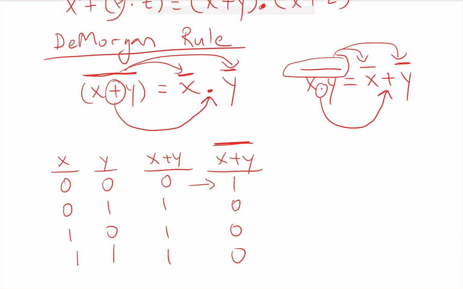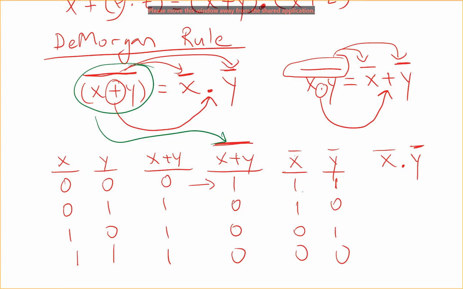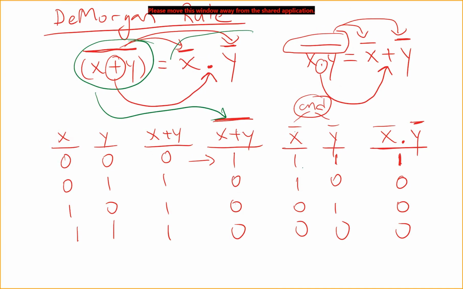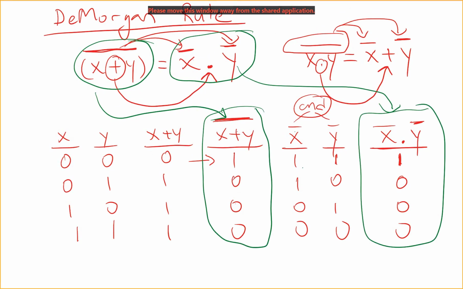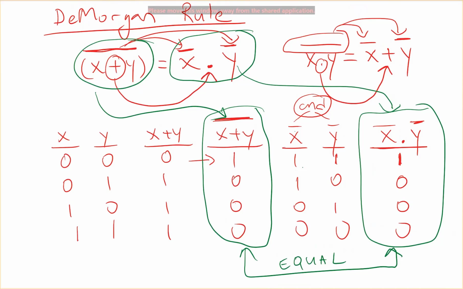So basically what I did, I found this operator. Now let's find x naught and y naught, and then I can find x naught and y naught. So x naught here is 1, 1, 0, 0. Y naught here is 1, 0, 1, 0. So if I take these two with an AND operator, I will have 1 here and 0, 0, 0 here. Now if you look at these two columns, you see they are equal. So I proved this De Morgan rule is correct.